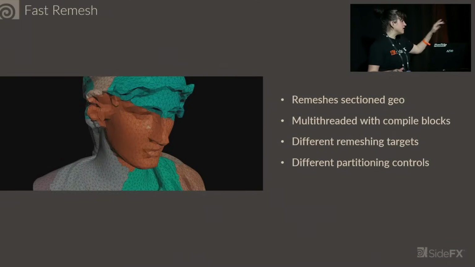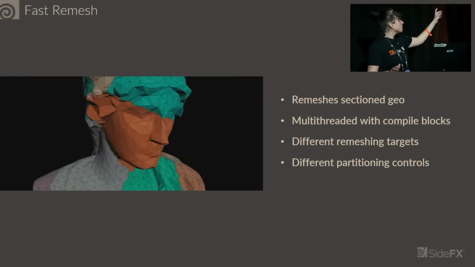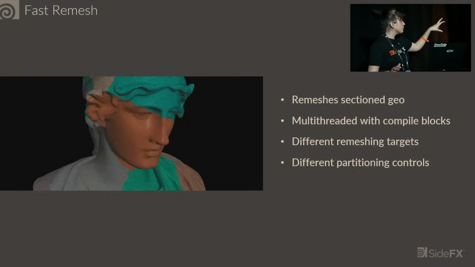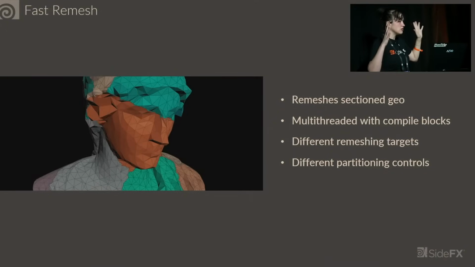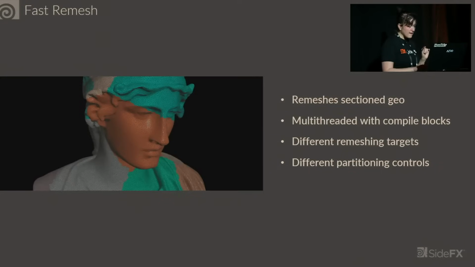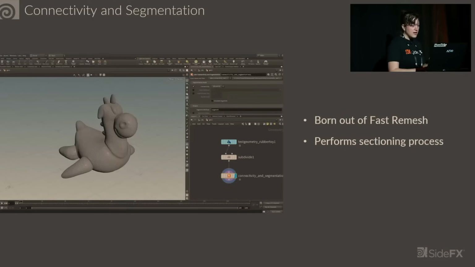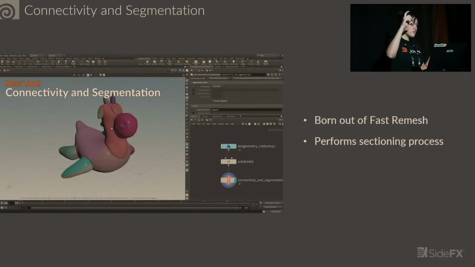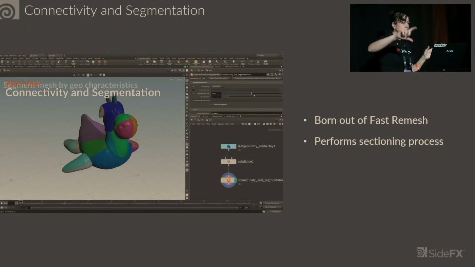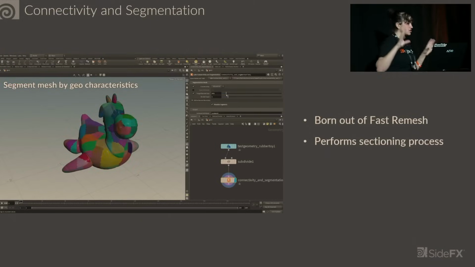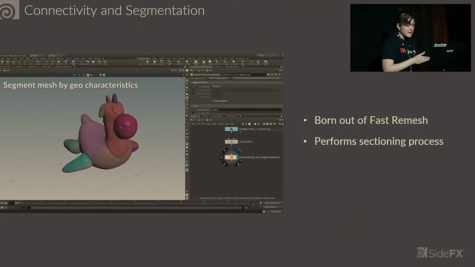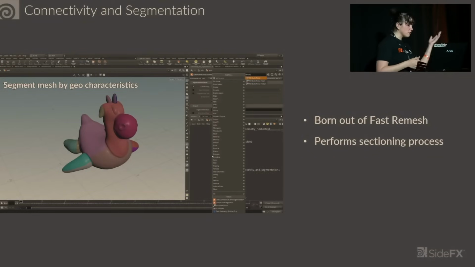And getting into more of the nitty gritty, you can tweak your sectioning from a few different perspectives, and you can tweak the remeshing settings. There are some videos out on how I made the tool and what it does and why it is the way it is. Born out of Fast Remesh, which sections out your geometry, then performs the remeshing operations on those section pieces.